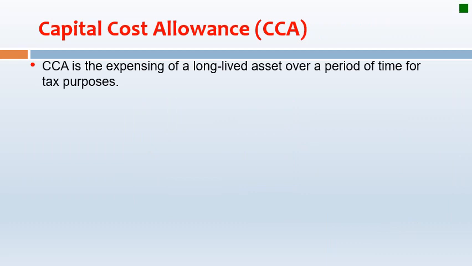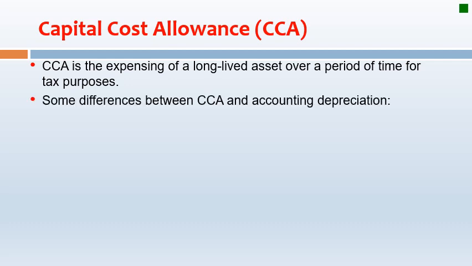The capital cost allowance, or CCA, deduction from business income is effectively the expensing of the cost of a long-lived or capital asset over a period of time for tax purposes. For accounting purposes, we use the terms amortization or depreciation to reflect the deduction of this expense over the estimated useful life of the assets. Now, there are some notable differences between CCA and accounting amortization.